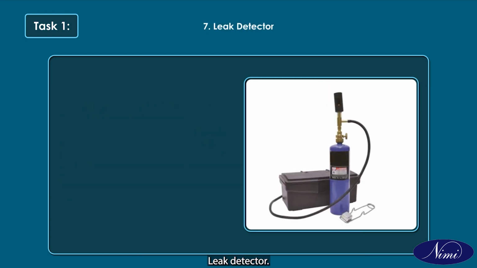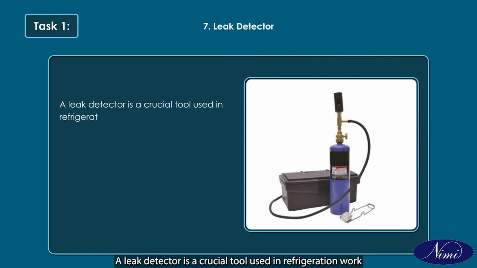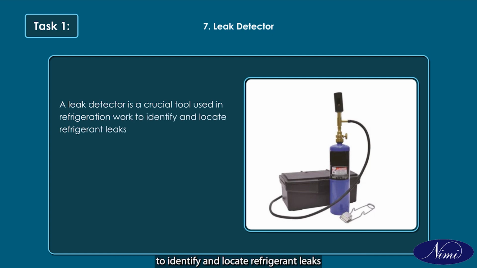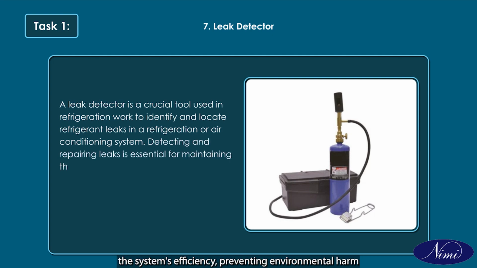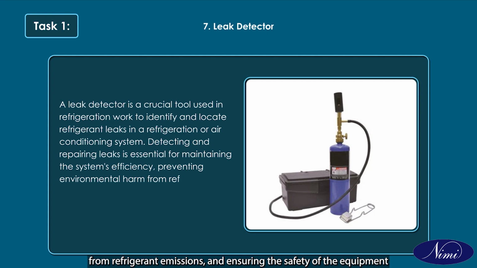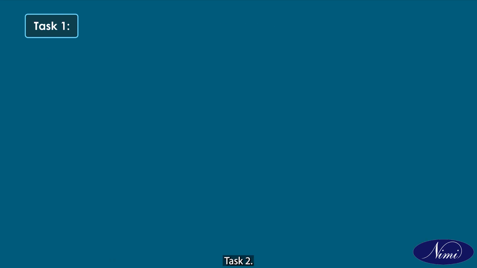Number 7. Leak detector. A leak detector is a crucial tool used in refrigeration work to identify and locate refrigerant leaks in a refrigeration or air conditioning system. Detecting and repairing leaks is essential for maintaining the system's efficiency, preventing environmental harm from refrigerant emissions and ensuring the safety of the equipment.